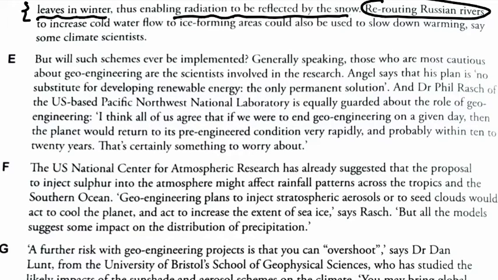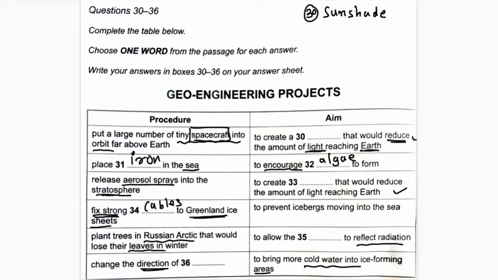So, guys, we have already mentioned, just check, plant trees in the Russian Arctic that would lose their leaves in winter to allow the snow to reflect radiation. Guys, with the use of snow they are trying to reflect the radiation, so here the answer would be snow.